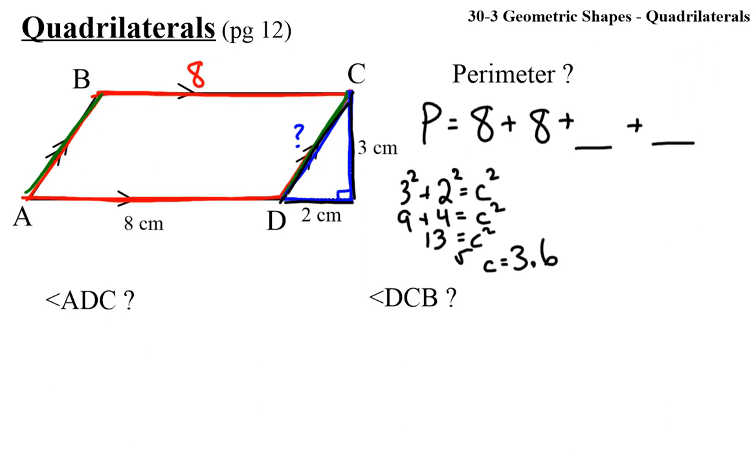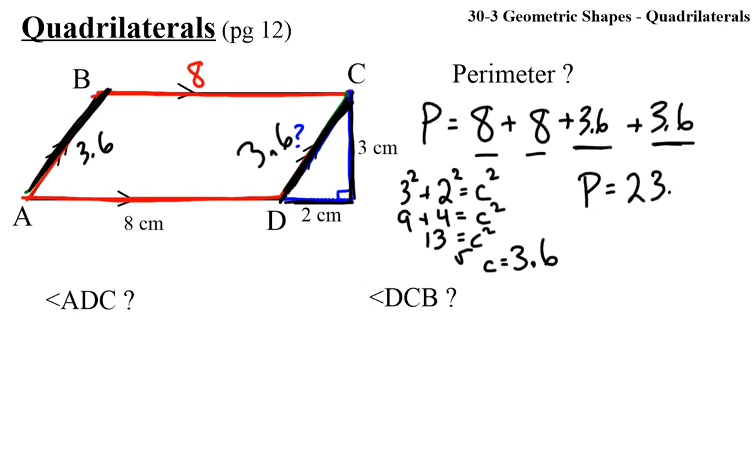So we know that we have a 3.6 side here, and because it's a parallelogram, it's a 3.6 side there. So we're adding 3.6 as well. Distance around: 8 plus 8 plus 3.6 plus 3.6. So we need to use all the information, including this extra triangle that helps us. Total perimeter is 23.2 centimeters. There you go.